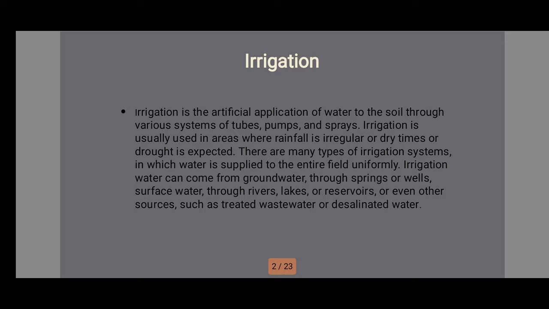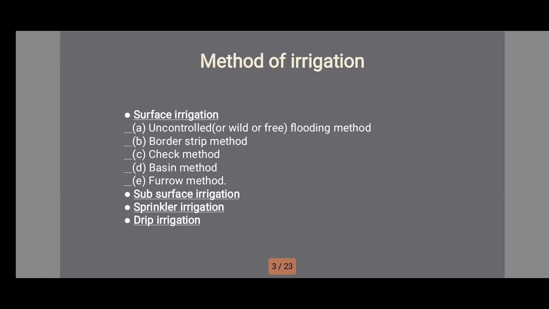There are many types of irrigation systems in which water is supplied to the entire field uniformly. Irrigation water can come from groundwater through springs and wells, or surface water through rivers and lakes, and it is applied to the field. There are different methods of irrigation like surface irrigation, subsurface irrigation, sprinkler irrigation and drip irrigation system.